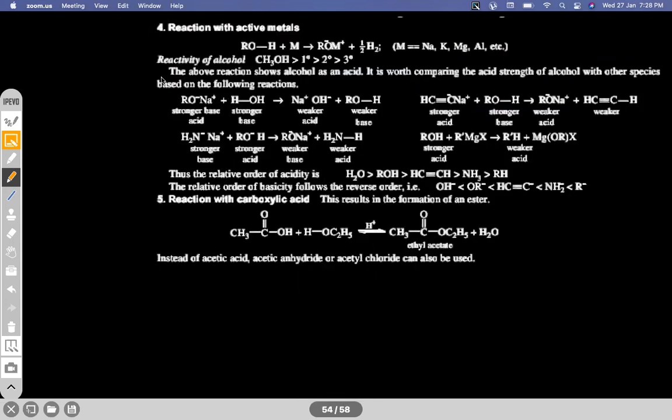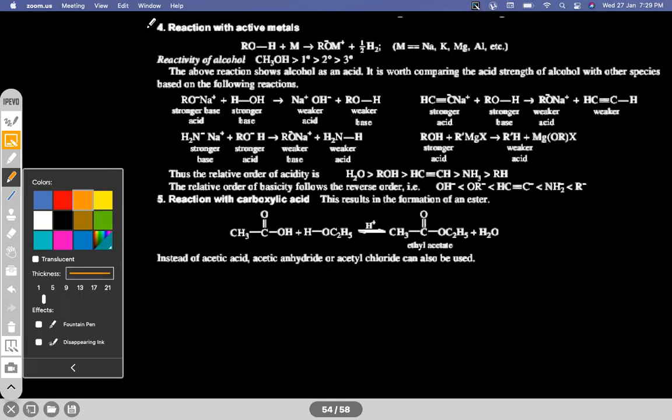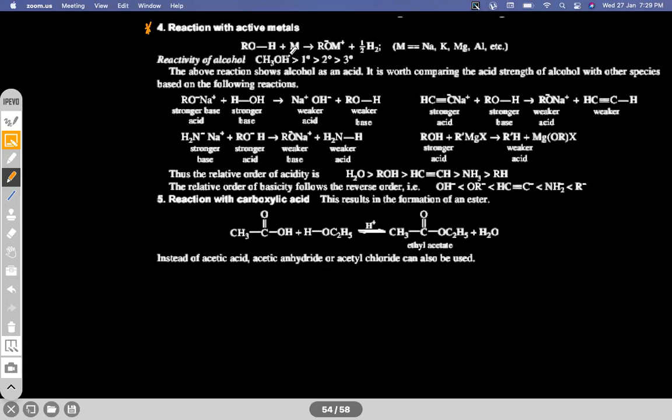So when we have active metals like Na, potassium, magnesium, all these, it forms a salt and hydrogen always eliminates. This is a very important reaction. Hydrogen gas eliminates in this reaction. The reactivity of alcohol is CH3OH, then 1 degree, 2 degree, and 3 degree. Like I said, alcohol in this reaction behaves as an acid.